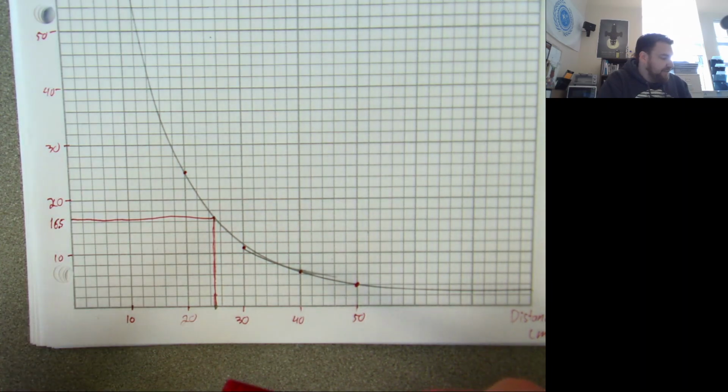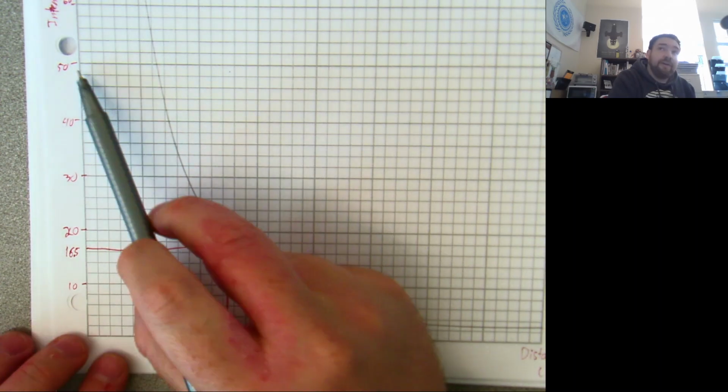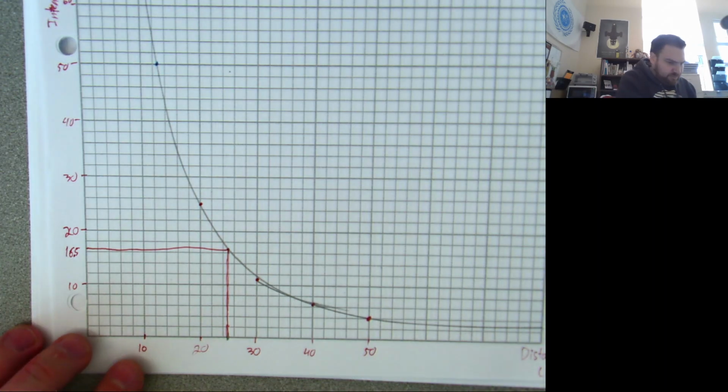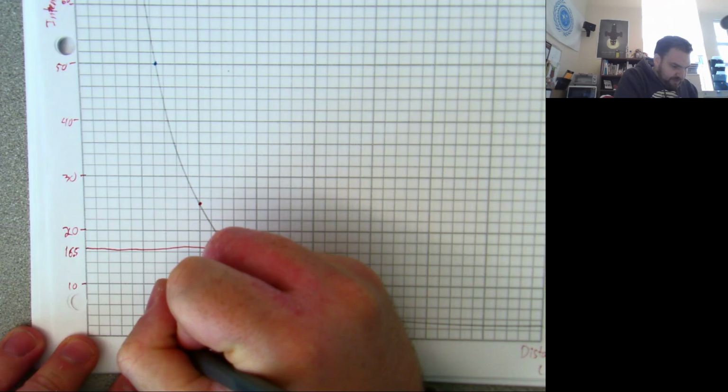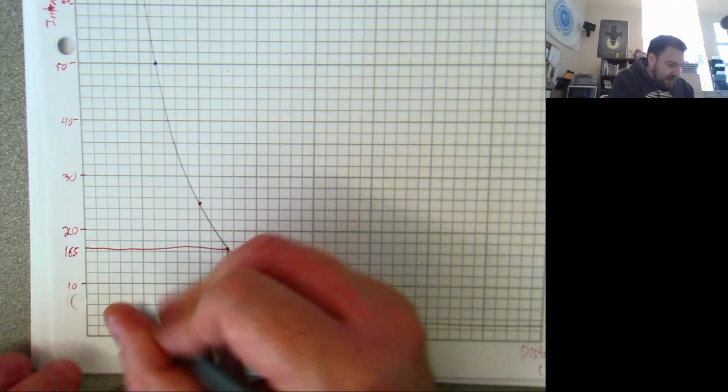And then what would be the distance where the light intensity is 50 lumens? You'd go the other way. You'd go up to 50. Grab a different color. An intensity of 50 is right here. Over to the line. And then straight down. It's going to be in here somewhere. So that is going to be, again, it's not quite halfway. So I wouldn't call it 13, maybe 12 and a half.